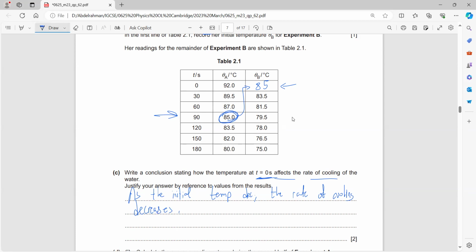For example, experiment A had a temperature loss of 92 minus 80, which was 12 degrees Celsius. But experiment B has a temperature loss of 85 minus 75, which is only 10 degrees Celsius, which is quite a significant difference.